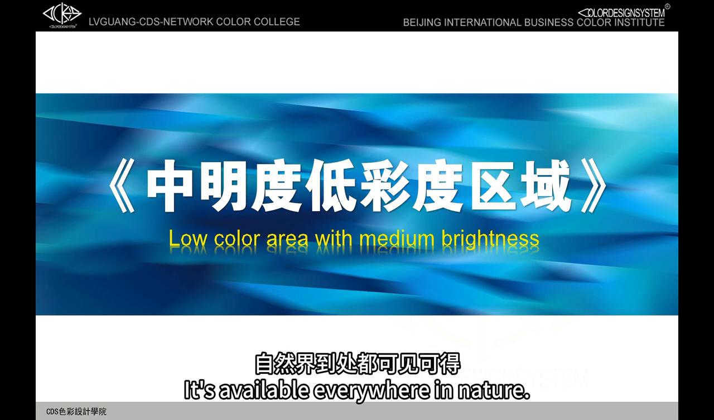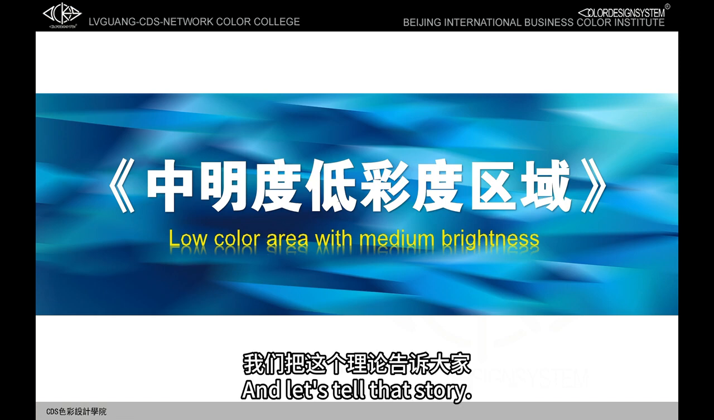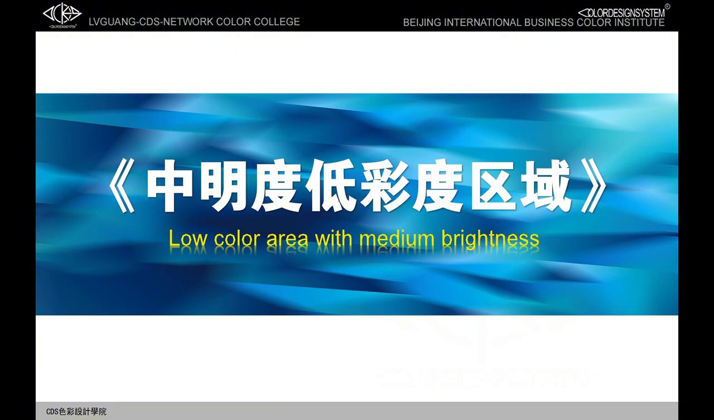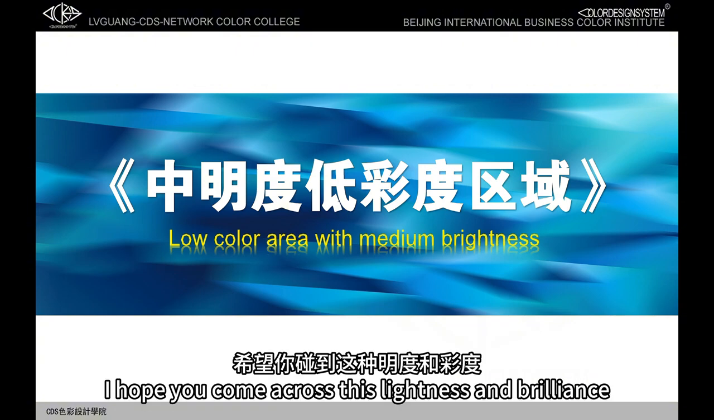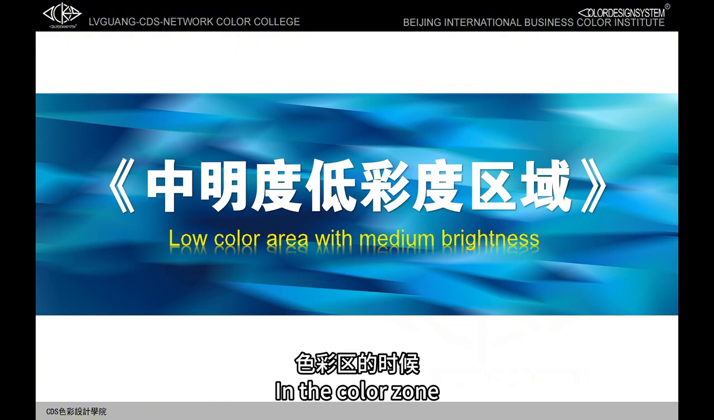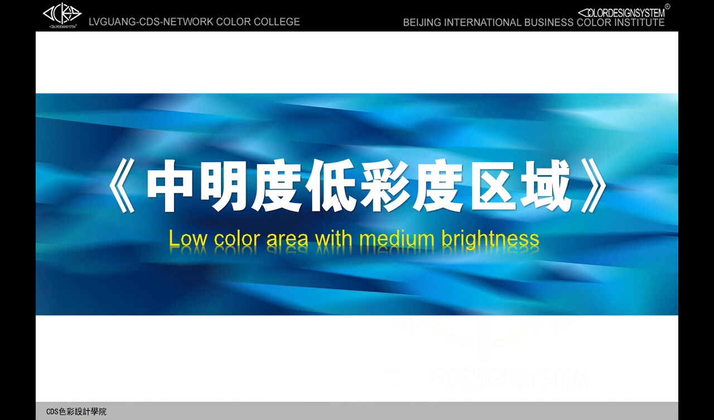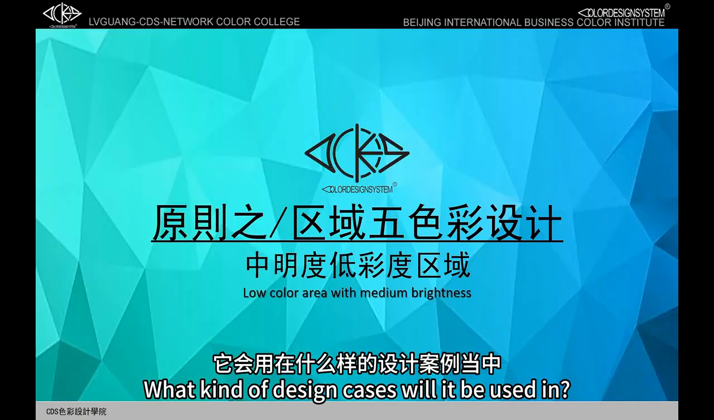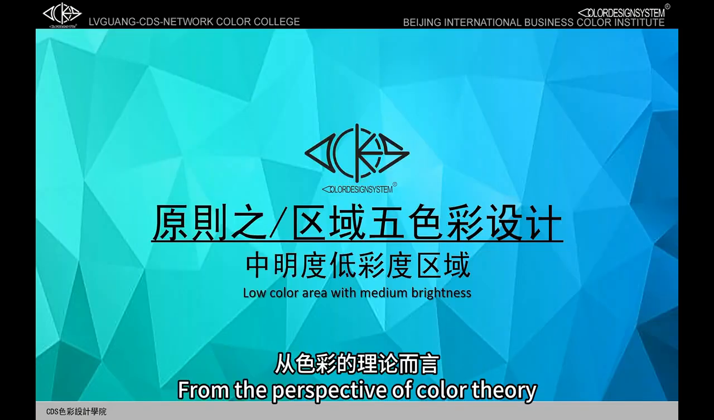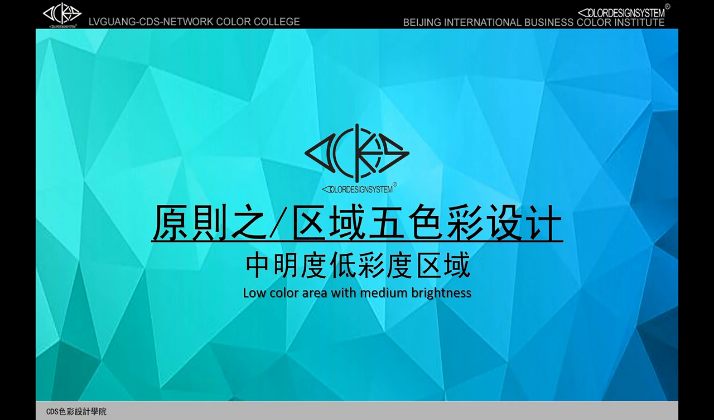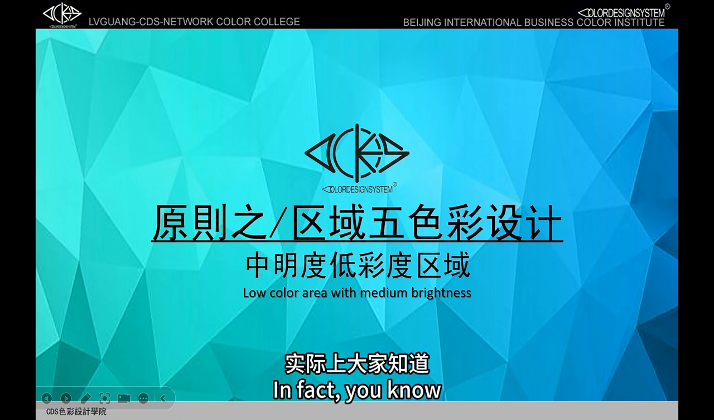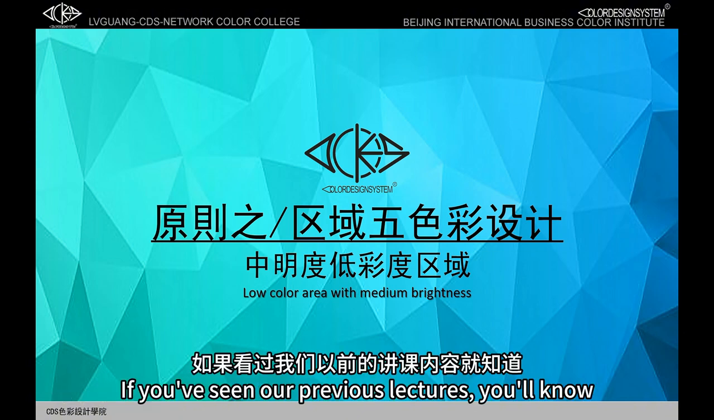And remember that the characteristics of District 5 are available everywhere in nature in our lives. And let's tell that story. I hope you come across this brightness and chroma in the color zone and know what kind of design cases it will be used in. From the perspective of color theory, we call it Gamut 5.